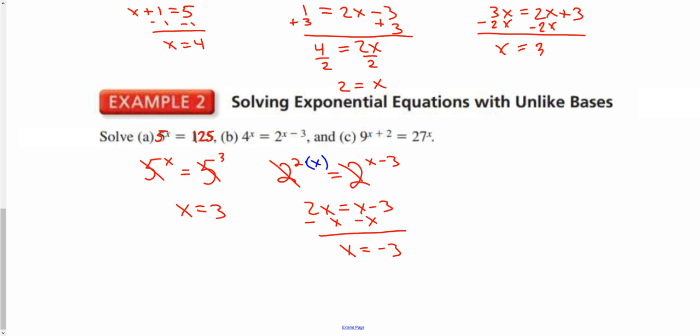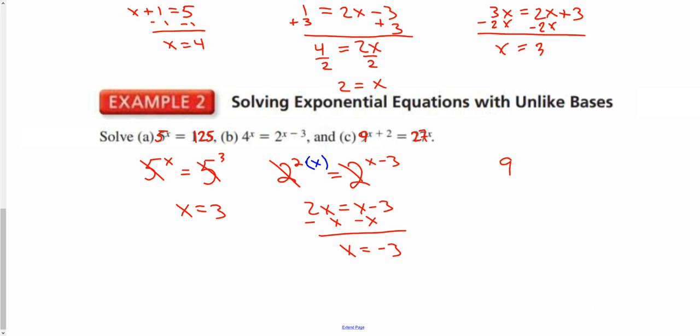Okay, now let's look at this third one. This one's a 9, and this one's a 27. Oh my God, I put a 3. 27. Which one are we supposed to change? 27. So my question to you is, could I write 27 as 9 to the something power?